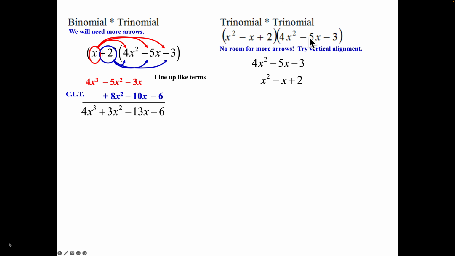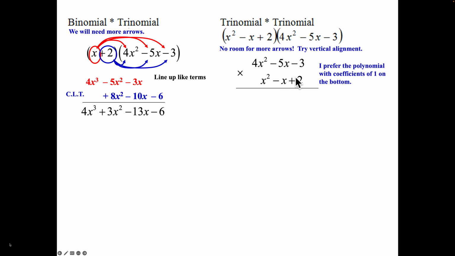Now, parentheses are optional here, and I'm going to treat this like a 3-digit number times another 3-digit number. So when I multiply this number here, this ones place digit, you've got to multiply it to this ones place, this tens place, this hundreds place.